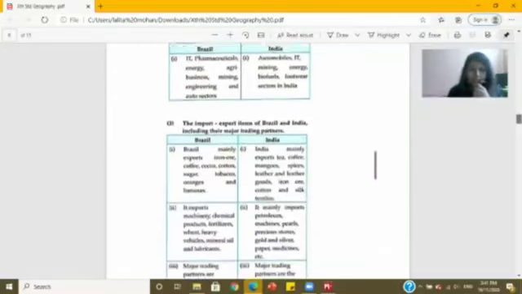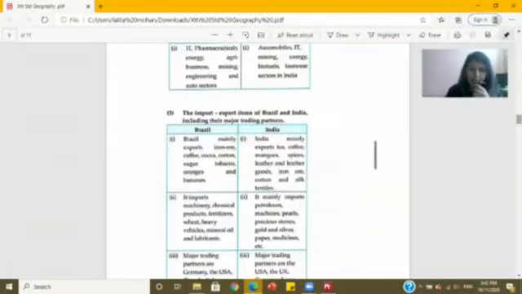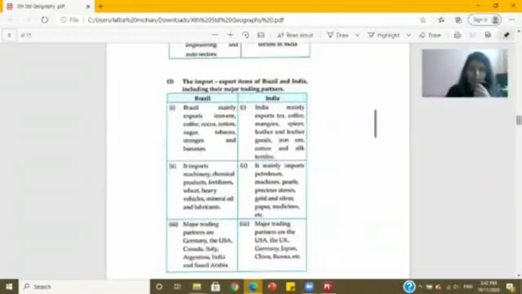Question number 3, the import and export items of Brazil and India, including their major trading partners. Again, this is a distinguish. So for Brazil, first point, Brazil mainly exports iron ore, coffee, cocoa, cotton, sugar, tobacco, oranges, and banana.